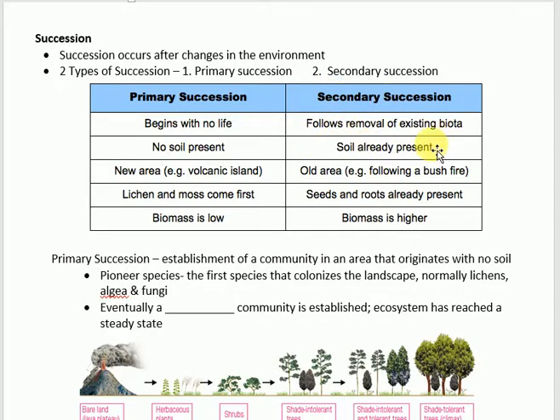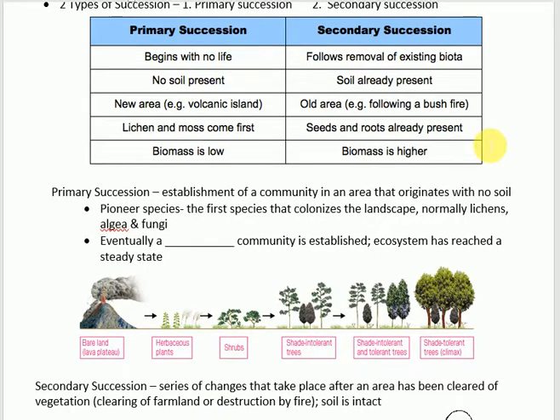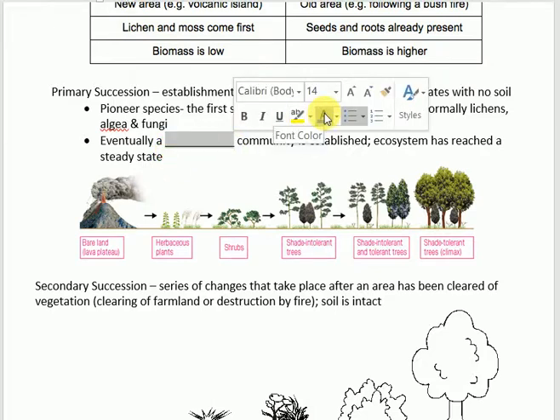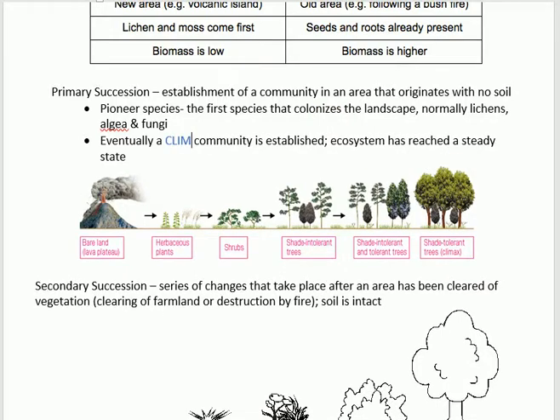The soil is going to already be there. There's an old area. So for instance, a forest fire. And the seeds and roots are already there. Biomass is going to be higher. So the primary succession is establishment of a community in an area that originates with no soil. So there's going to be a pioneer species that colonizes the landscape. So it could be algae, fungus, etc. And eventually, a climax community is established. And that means that the ecosystem has finally reached a steady state.